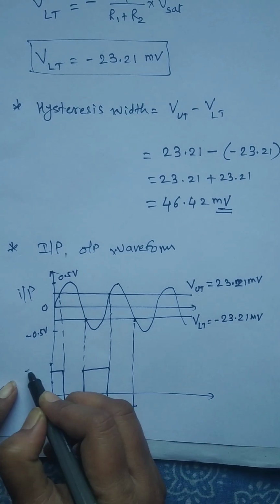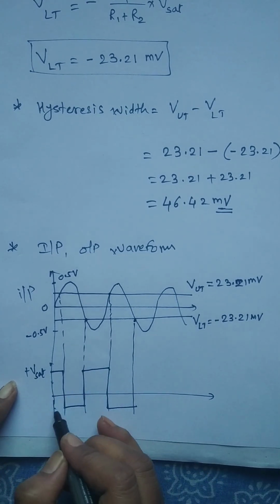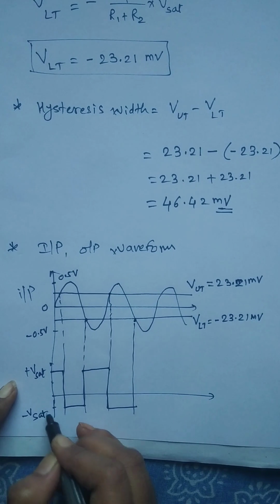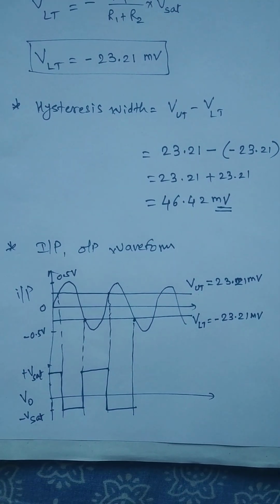So this is here. Remember to mention all the parameters properly. This is output voltage and it switches from plus Vsat to minus Vsat. So this is all about your first example.